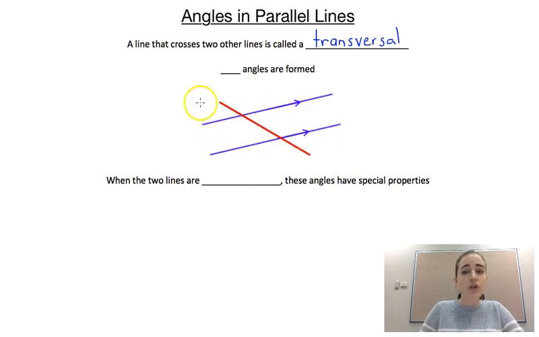When we have two lines and a transversal, it forms 8 different angles. So we've got 1, 2, 3, 4, 5, 6, 7, 8 of them. Now we're going to have a look at the relationships between those 8 angles, but specifically when the two lines are parallel, because that will form special relationships. There are 3 main relationships that we're going to look at.